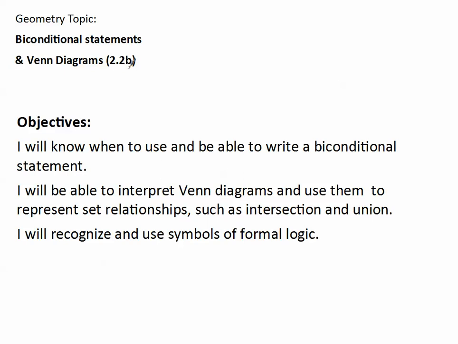In section 2.2b, we will look at biconditional statements and Venn diagrams. Our objectives: I will know when to use and be able to write a biconditional statement. I will be able to interpret Venn diagrams and use them to represent set relationships, such as intersection and union. I will recognize and use symbols of formal logic.